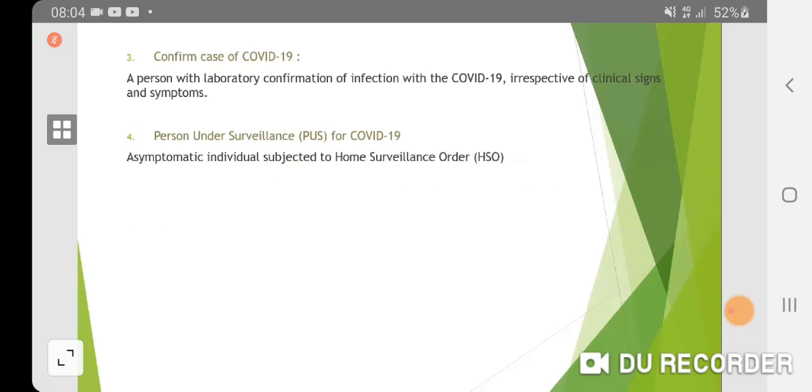The third one is confirmed case of COVID-19, which is a person with laboratory confirmation of infection with COVID-19, irrespective of clinical signs and symptoms. And the fourth one is person under surveillance, PUS, for COVID-19, which is a symptomatic individual subjected to home surveillance order, HSO. Regarding the 4 definitions that I gave you, I didn't talk about the PUI. Currently, we don't use the term PUI anymore, in view of we already use the terms probable or suspected COVID-19.